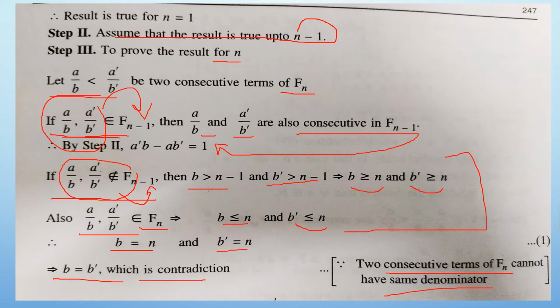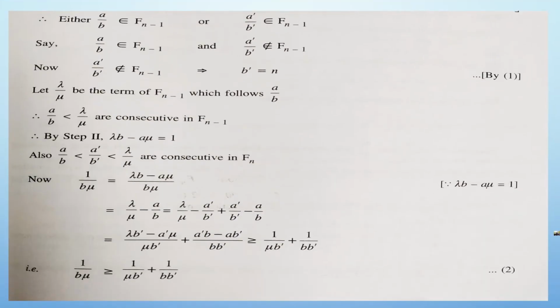So we will take the case where either one of them, a upon b or a dash upon b dash, belongs to the Fn minus 1 sequence. Let us say a upon b belongs to this and a dash upon b dash does not belong to Fn minus 1. It means that b dash is equal to n, as discussed in step number 1. Now lambda upon nu is any term belonging to the n minus 1 sequence which follows a upon b. Since this follows a upon b and using the induction step up to n minus 1, we get a lambda times b minus a nu is equal to 1.